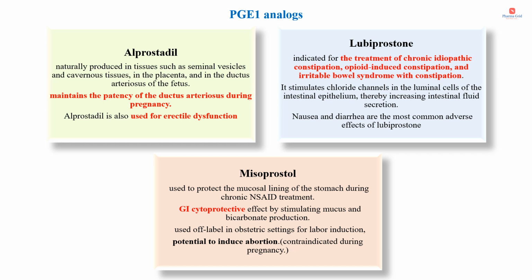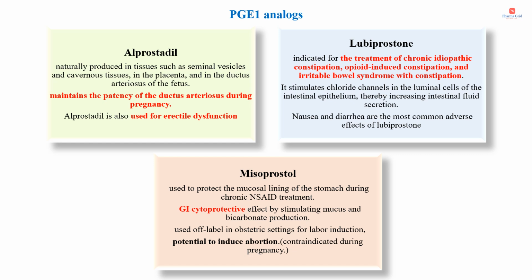So one of the main uses of alprostadil is to maintain the patency of the ductus arteriosus in neonates. Alprostadil is also used for erectile dysfunction. So the two important uses of alprostadil are, first, to maintain the patency of the ductus arteriosus, and also it is used for erectile dysfunction.